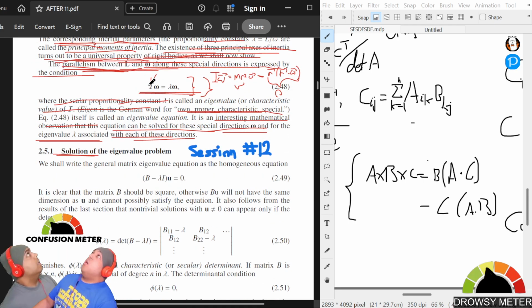Solution of the eigenvalue problem. So we're trying to solve this. We shall write the general matrix eigenvalue equation as a homogeneous equation. We have declared matrix B should be square, otherwise BU will not have the same dimension as U and cannot possibly satisfy the equation. I agree that it should be square.